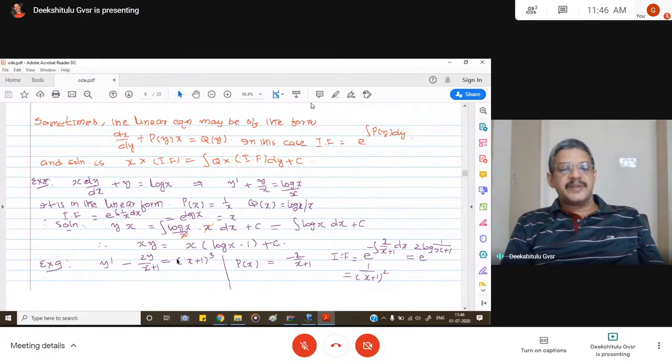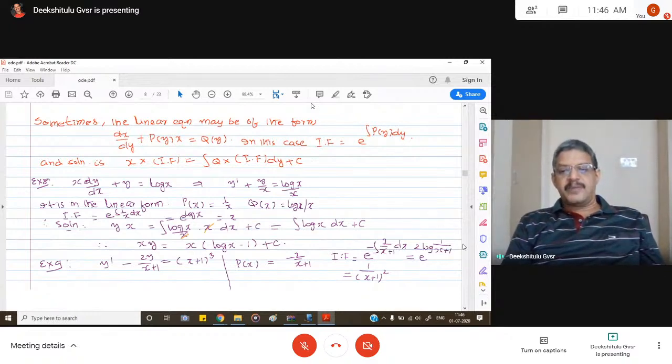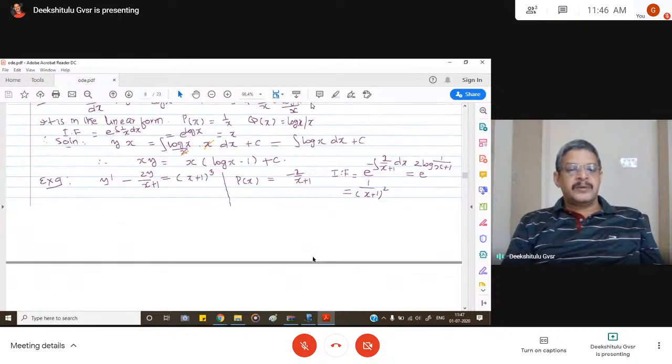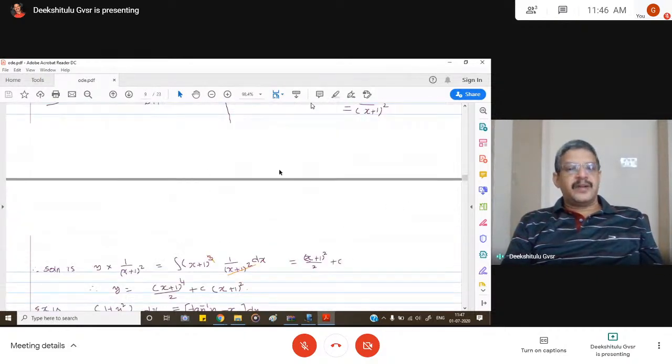Integral p dx means minus integral 2 by (x plus 1) dx. So the integral of 2 by (x plus 1) is 2 log (x plus 1), but because the minus sign is there, it is 2 log of 1 by (x plus 1), or 1 by (x plus 1) whole square. So the solution is y into integrating factor: y into 1 by (x plus 1) whole square is equal to integral of q into integrating factor.